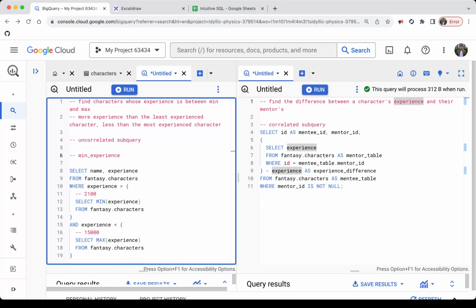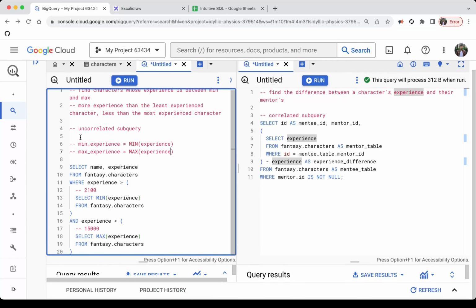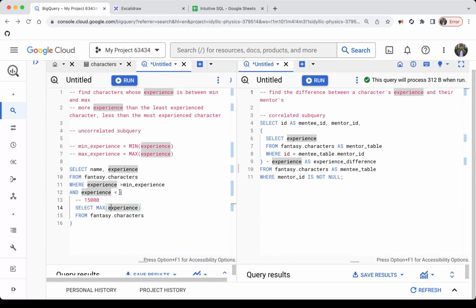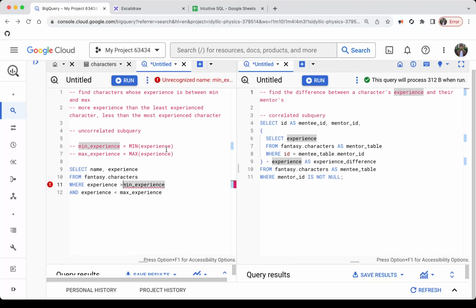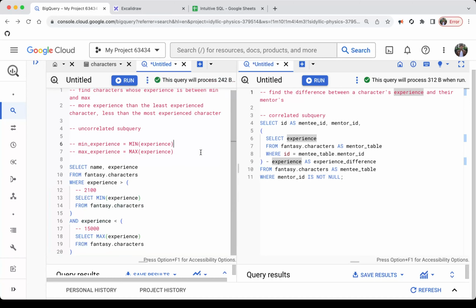For example, you could say minimum experience is the min and maximum experience is the max, and then you could imagine replacing these values over here, right? This will not actually work because you cannot define variables like this in SQL, but on a logical level, you can imagine doing this, right? Because you only need to compute these two once. I will revert this here so we don't get confused.